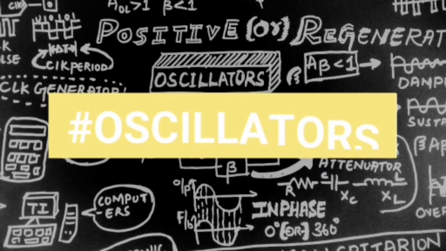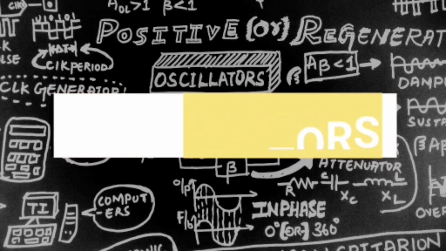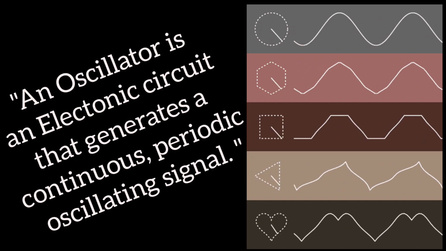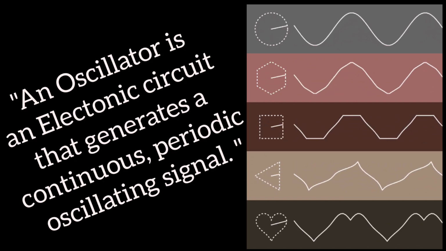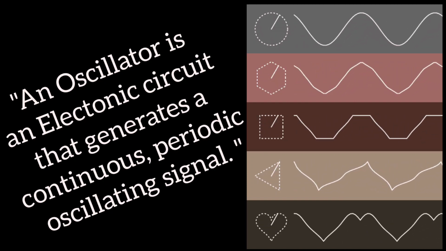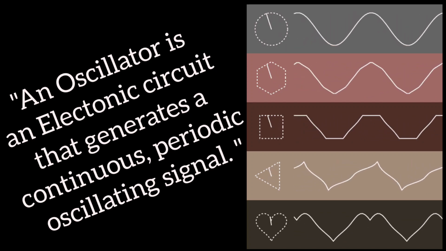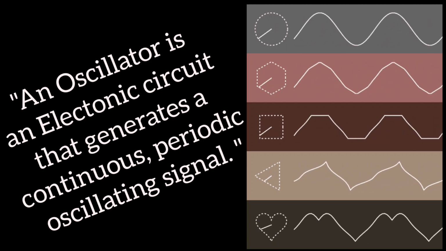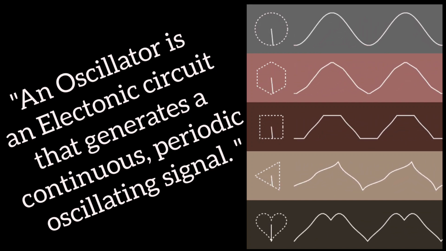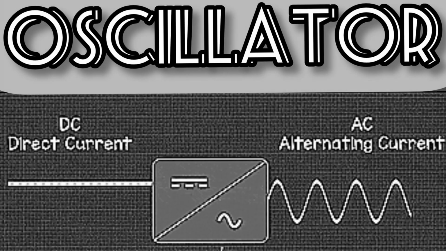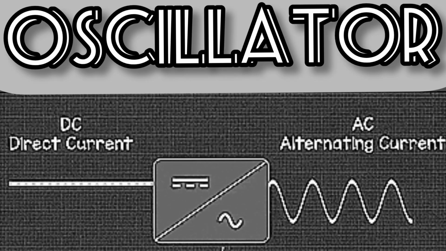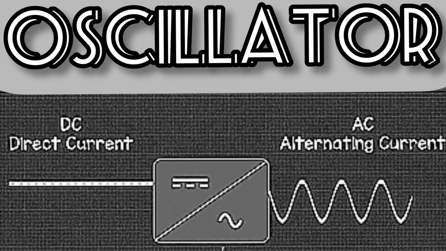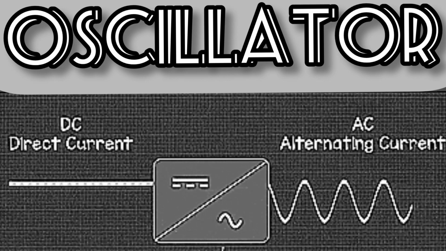This video is all about oscillators. So let's start. An oscillator is an electronic circuit that produces a periodic continuous oscillating signal, which can have a wide range of wave shapes and frequencies that can be complicated, or often just a simple sine wave or a square wave. Oscillators basically convert a unidirectional direct current (DC) from a power supply to an alternating current (AC).